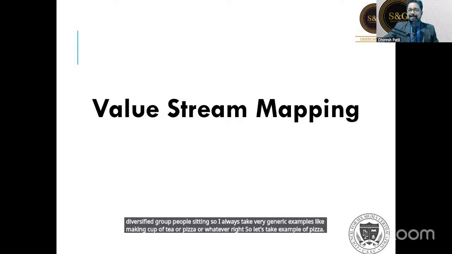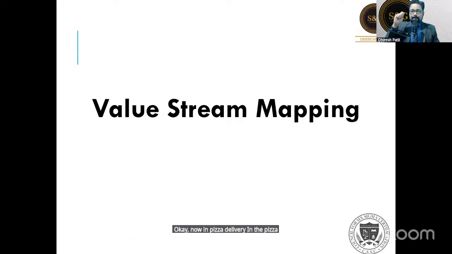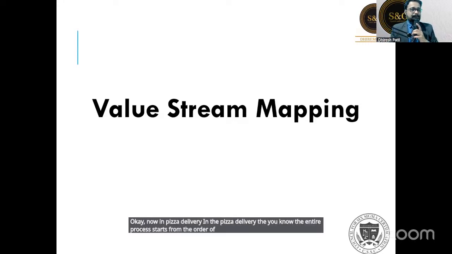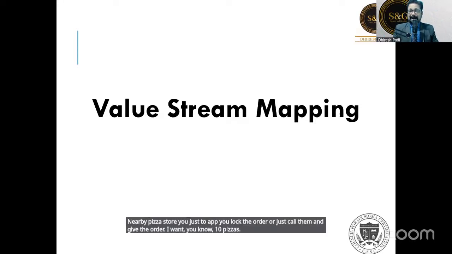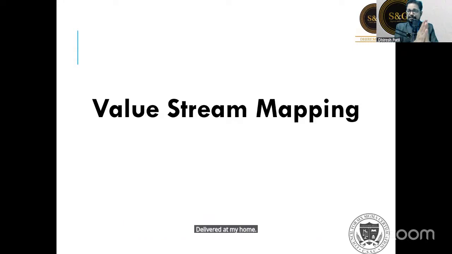In pizza delivery, the entire process starts from the order of the customer. Let's say you have some friends coming to your home, so you go to the app, or if you have the number of the nearby pizza store, you log the order through the app, or you just call them and give the order. I want 10 pizzas delivered at my home. So that is the first point of this entire process: the customer order, the quantity of the order, the location, and what speciality you want.